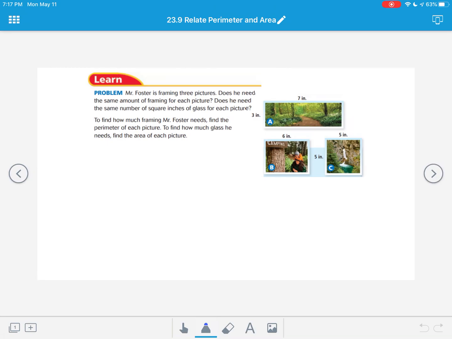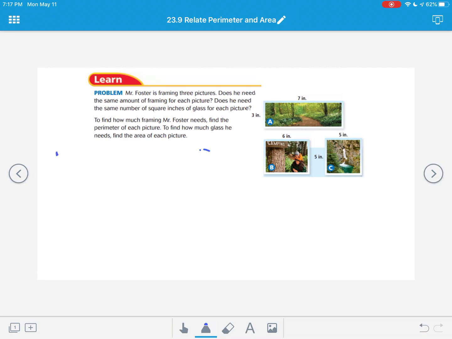To find how much framing Mr. Foster needs, find the perimeter of each picture. To find how much glass he needs, find the area of each picture. So let's take a look. 3 very different pictures, different shapes, different sizes. Let's see what they need for the perimeter by adding together the sides of the shapes.